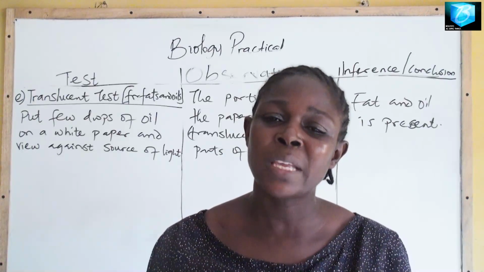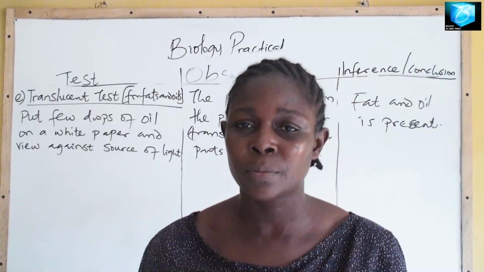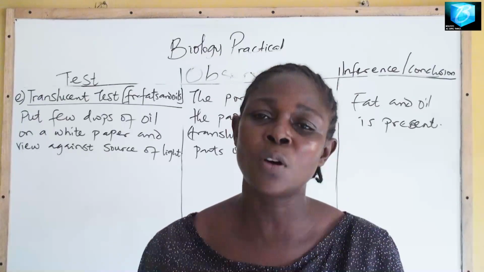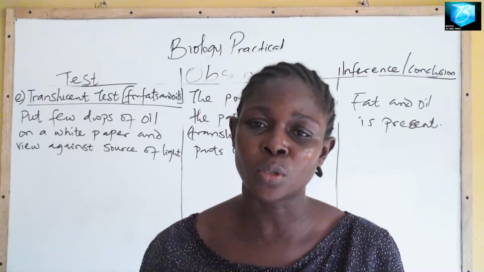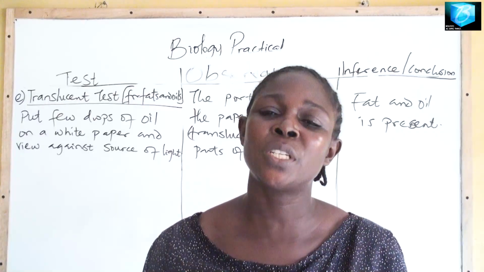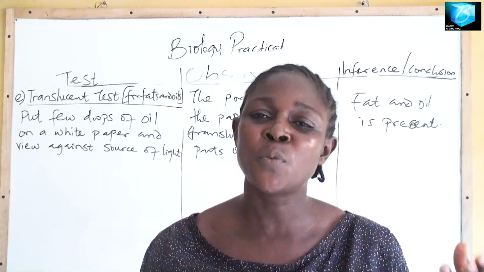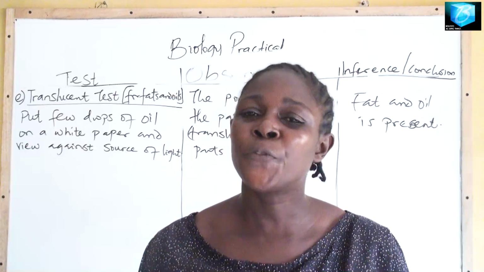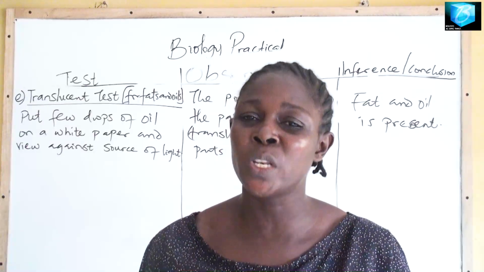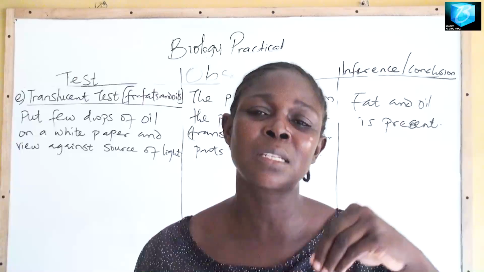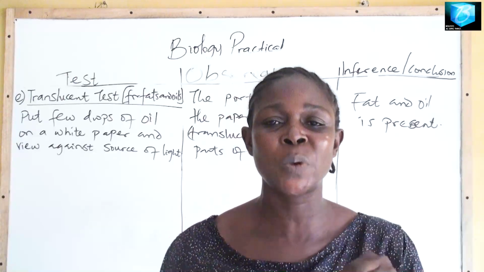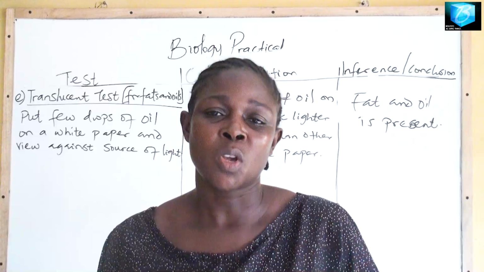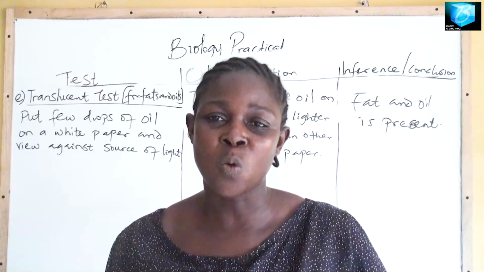To any suspected source of fat and oil in a test tube, add a few drops of this Sudan 3 solution. Sudan 3 solution was originally powder, so you have to mix it with water to form the solution. And don't forget that water and oil will not mix. So by the time you add Sudan 3 solution to that suspected source of fat and oil, it comes up because it is lighter than water.